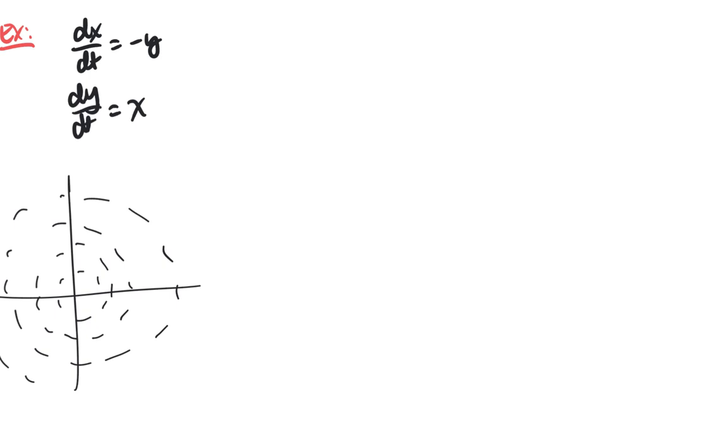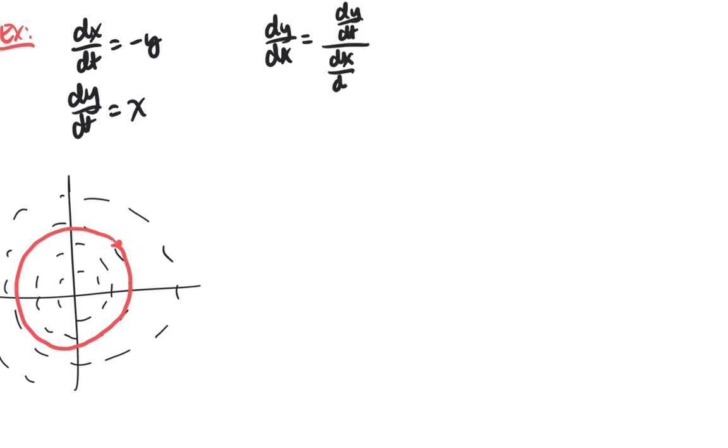So the phase plane kind of looks like that, and if you had any point out here, you would just have a circle. Sorry, that's supposed to be a perfect circle, but it's not. So that's what the phase plane for this guy looks like. And one thing you might notice is I can actually compute dy/dx by taking dy/dt divided by dx/dt. And so if I do that, I get x over negative y.